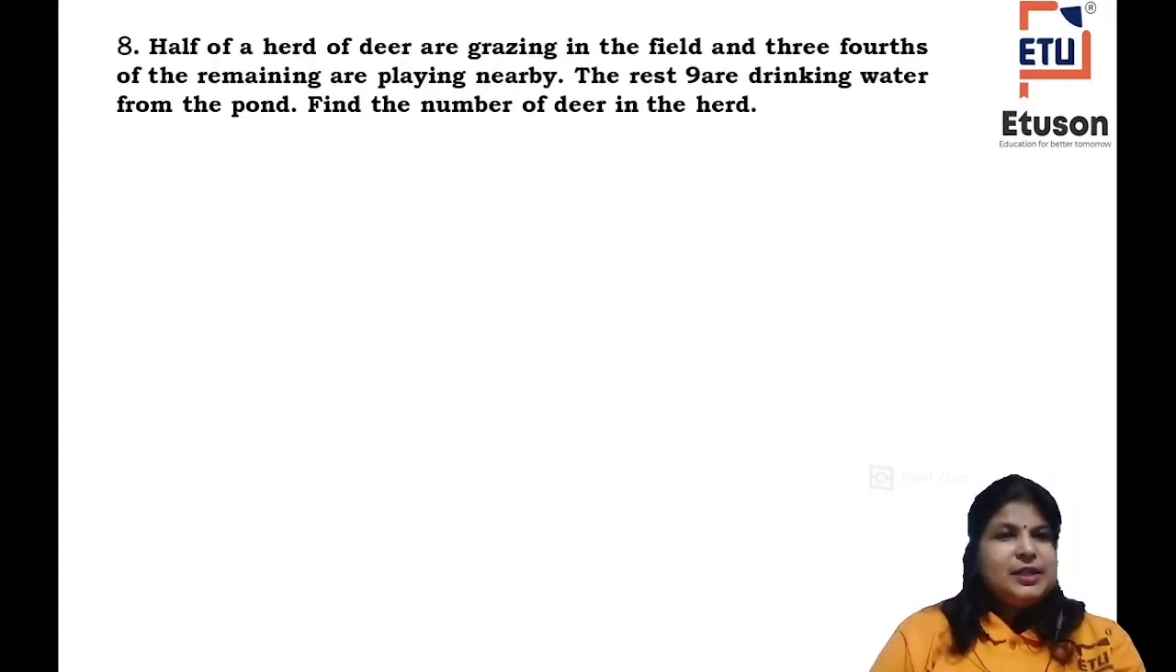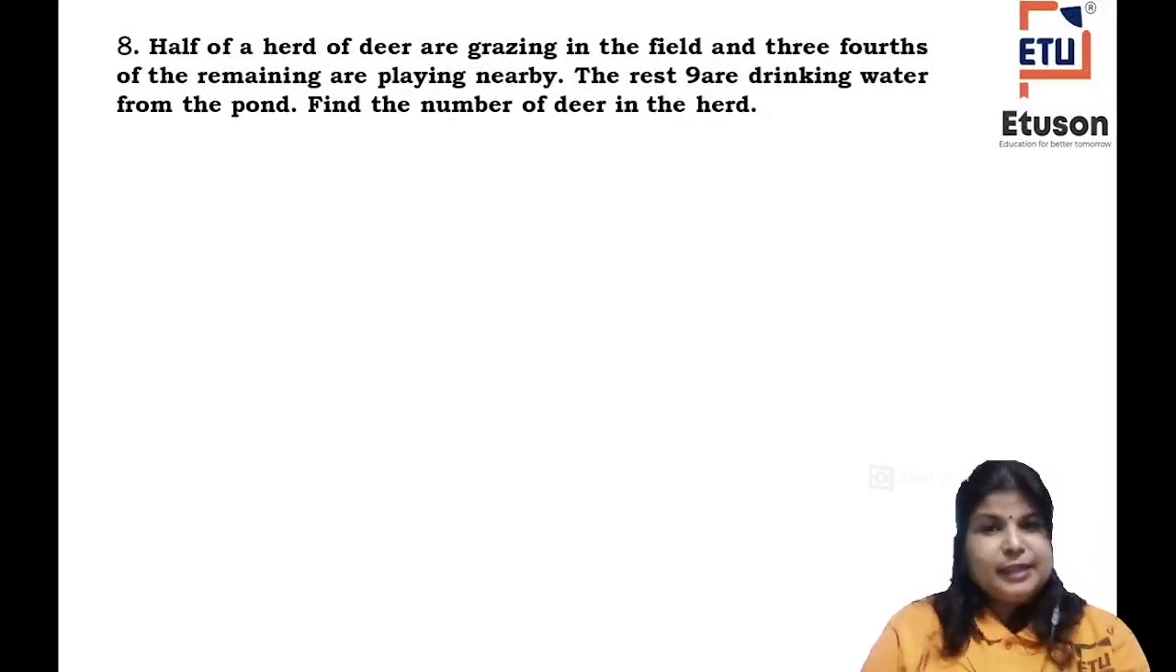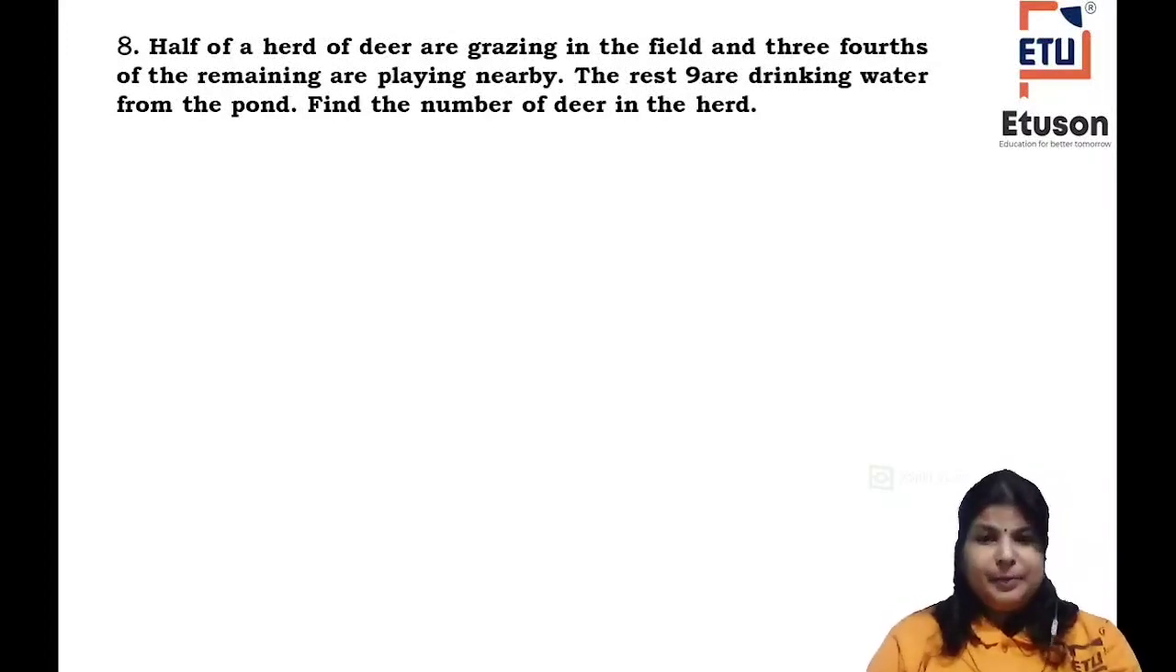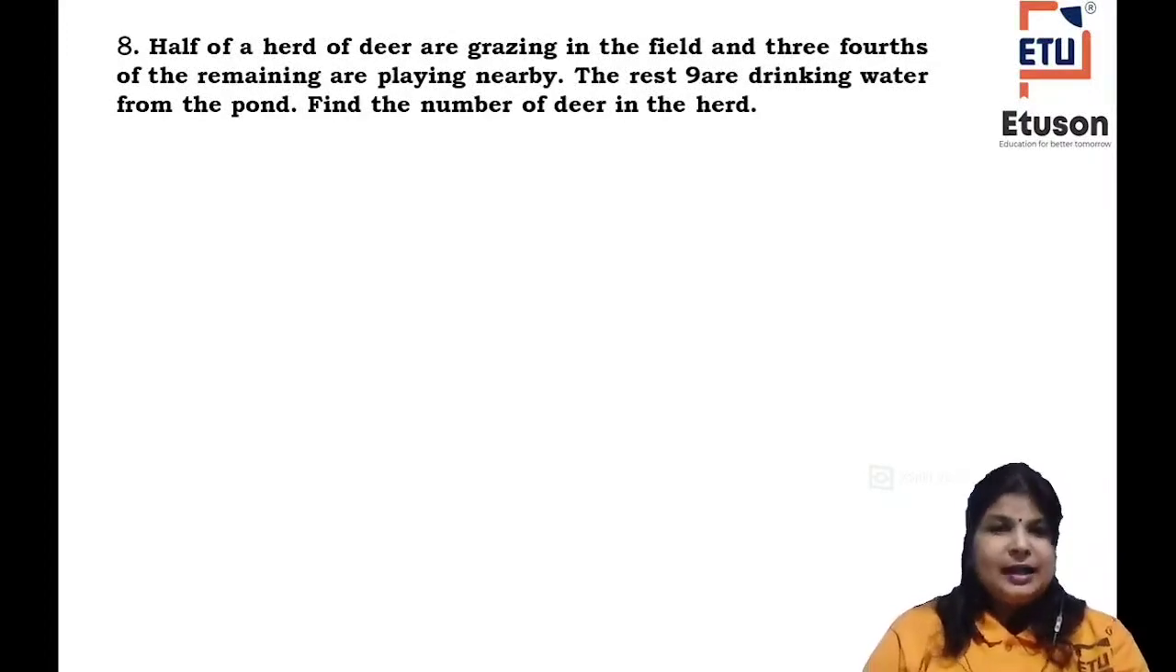So here comes the next question. Half of a herd of deer are grazing in the field and three-fourths of the remaining are playing nearby. The rest 9 are drinking water from the pond. Find the number of deer in the herd.